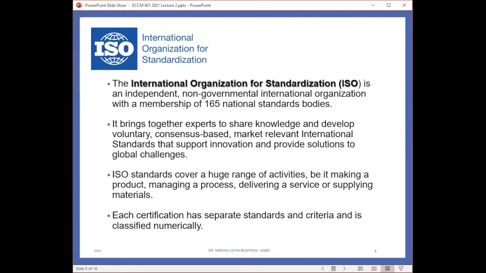And because of that, like I mentioned earlier, each certification has separate standards. So depending on the one that you believe can help your organization, you go in for that certification and you go through the due processes to meet the requirements to become certified for that particular standard. So because the certifications are numerous, they try to keep track of them by giving them numbers. So depending on the specific number of the certification that you are referring to, we can be able to tell what kind of standard the certification relates to.